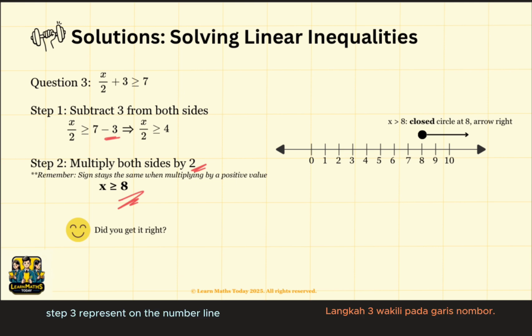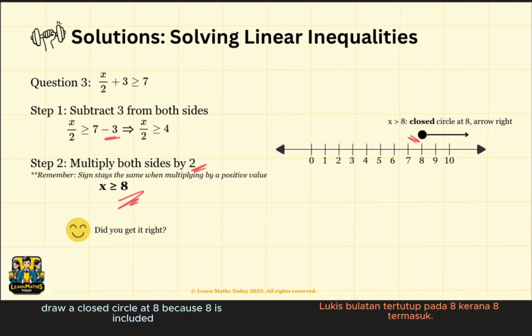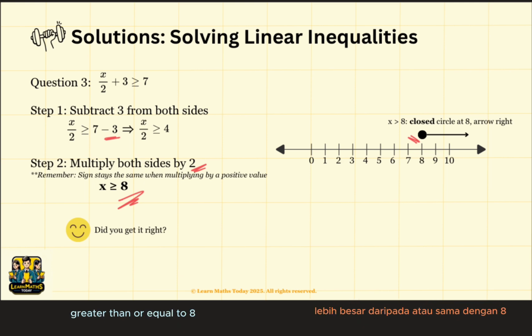Step 3. Represent on the number line. Draw a closed circle at 8 because 8 is included, and point the arrow to the right to show all numbers greater than or equal to 8. Did you get it right?